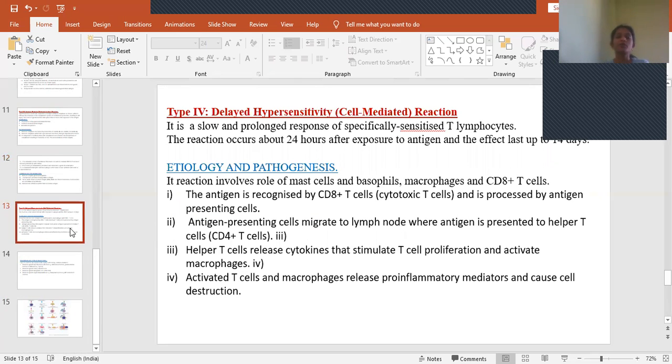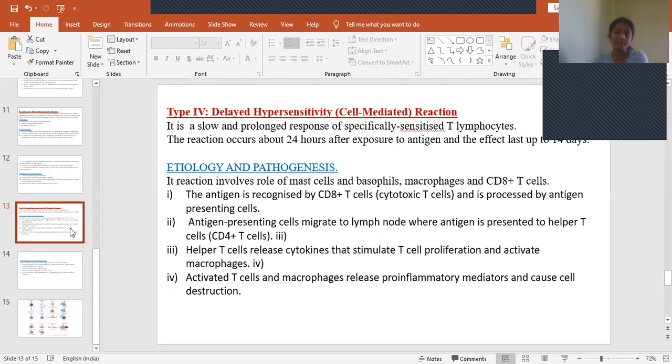And then type 4, that is delayed hypersensitivity reaction or cell mediated hypersensitivity reactions. So the name itself indicates delayed means it is a very slow and prolonged response, but all the above three are caused due to B cells. Here T lymphocytes are involved. So the reaction occurs about 24 hours after exposure to antigen, and it may last up to 14 days.